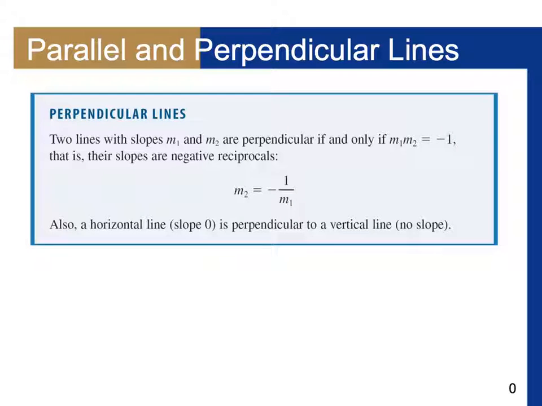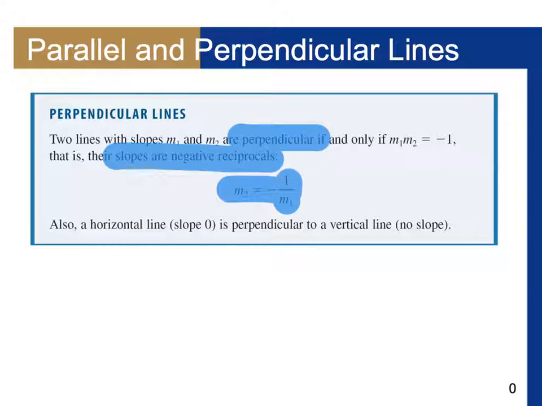Okay, perpendicular lines are lines that cross at a 90-degree angle. Their slopes are negative reciprocals of each other. So what we do is we flip one slope and change the sign to get the other one. So M2 is negative 1 over M1.